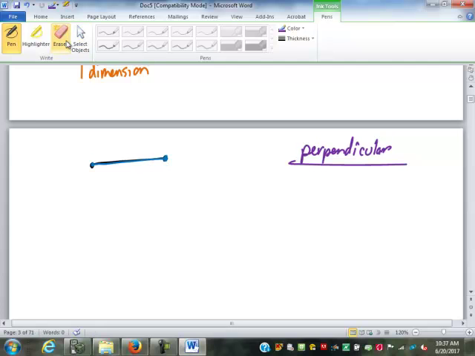Oops. My mouse is jamming up today. Oh, let's do it this way. I move it at a right angle or perpendicular to the first one.